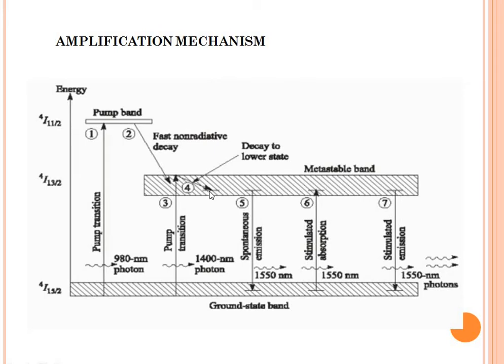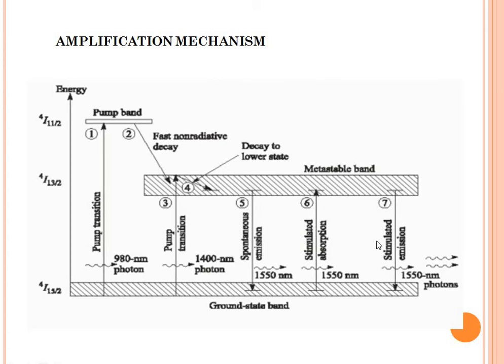Some of the ions sitting at the metastable level can decay back to the ground state in the absence of an externally stimulating photon flux. That is shown by transition process 5. This decay phenomenon is known as spontaneous emission and adds to the amplifier noise.